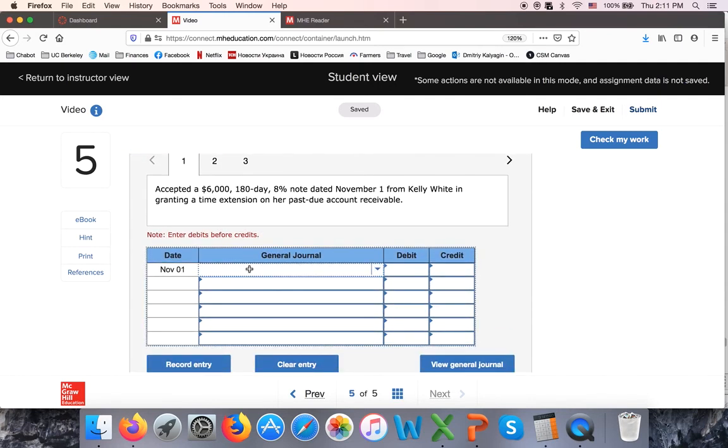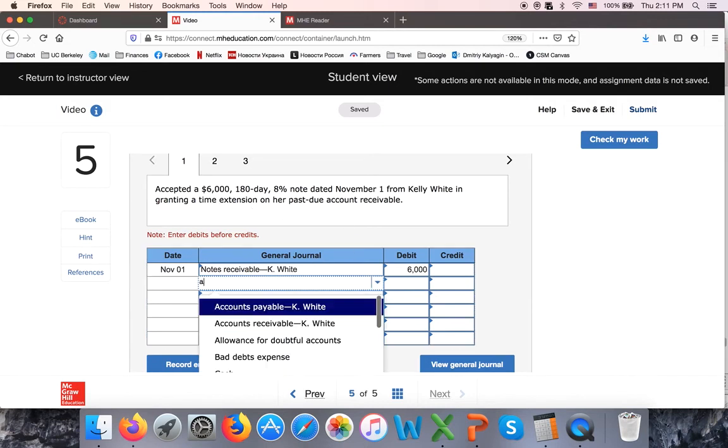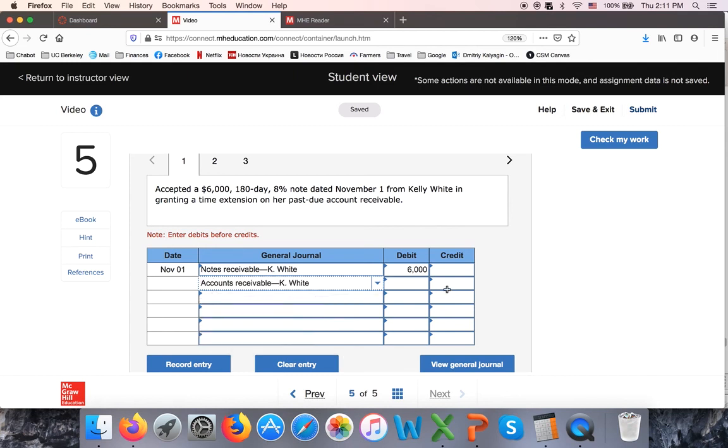So I accept a note, which means notes receivable goes up only by the amount of principal. Some typical mistakes, students start calculating interest when we accept the note. The interest does not come into play until the end of the fiscal period and maturity. And we granted a time extension, so accounts receivable are going down, 6,000. Okay, that's good. Record the entry.